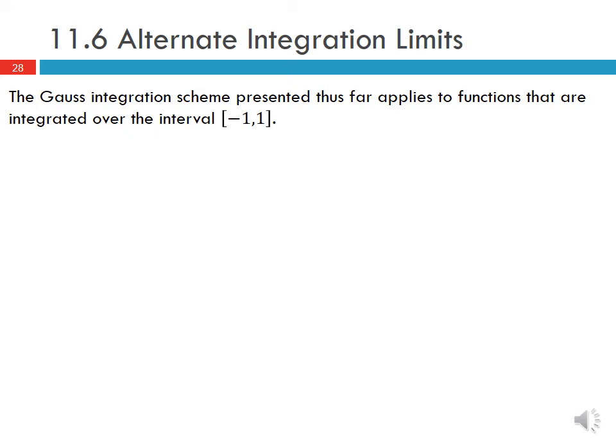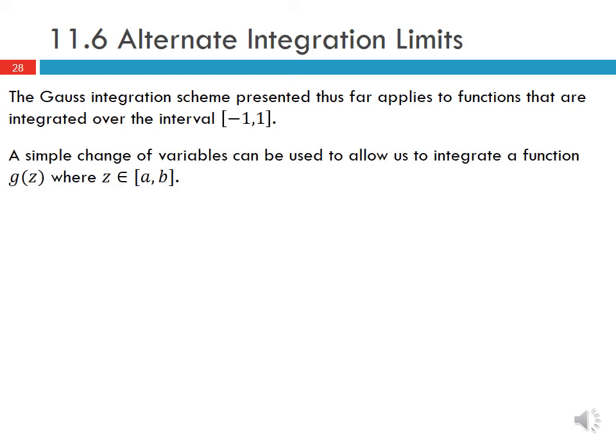So far we've only presented the Gauss integration scheme for functions that are integrated over the interval from -1 to 1. But of course, in many situations, you would want to be able to evaluate the integral over any other integration limits. So we'll just go through how we can set this up for alternate integration limits.